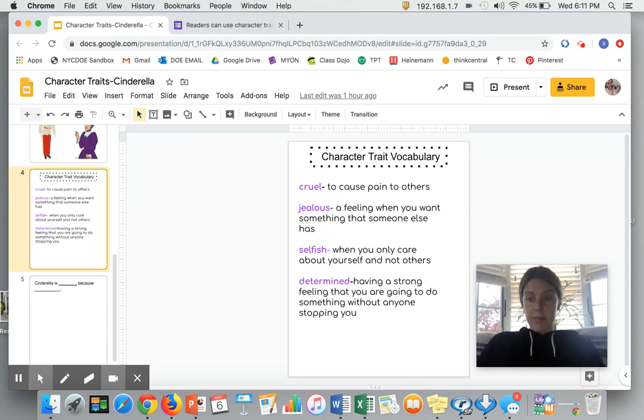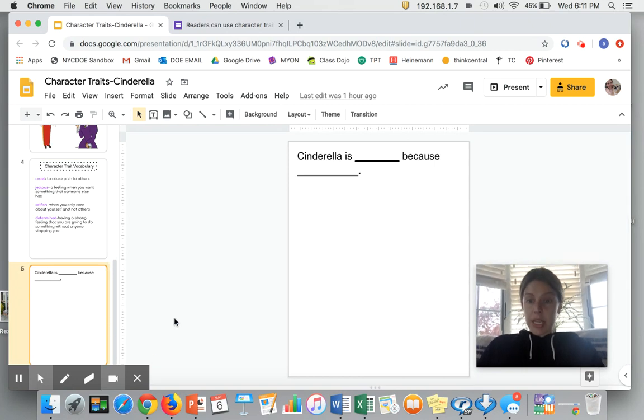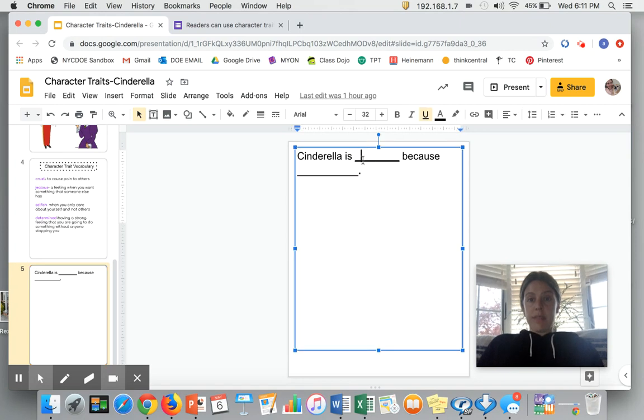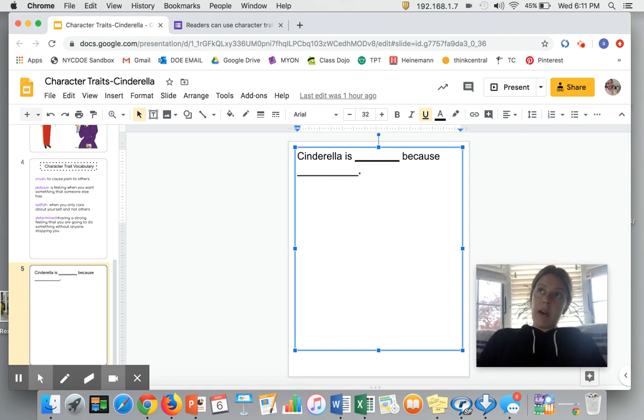Another part of your assignment is going to be to write, or type actually, a sentence with a character trait and using evidence from the text to support that character trait. So I'm going to do one for you right now. Okay. Cinderella is, here's where the character trait goes. Cinderella is, what can I say about Cinderella? Well, she is kind. Cinderella is kind.